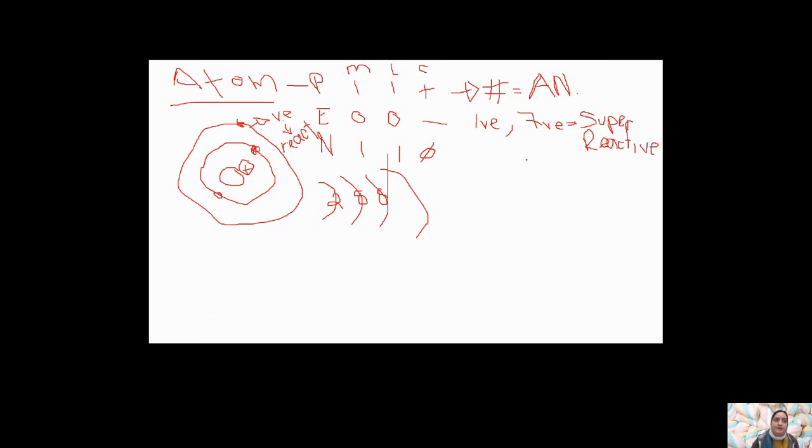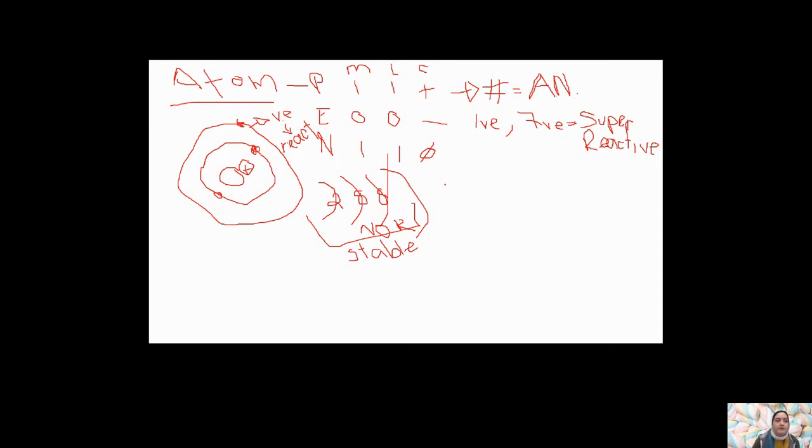Okay. For it to not react, it has to have a full shell. So if it has 2 on the first one or 8 on any other shell, then it is stable. It will not react. Okay, it's happy there. It does not need to react. These are the only ones that will not react. So here you'll have no reaction. But if it's any other number that's not 8, or for the first one 2, then it will be reactive. And if it's 1 or 7, it's super reactive.